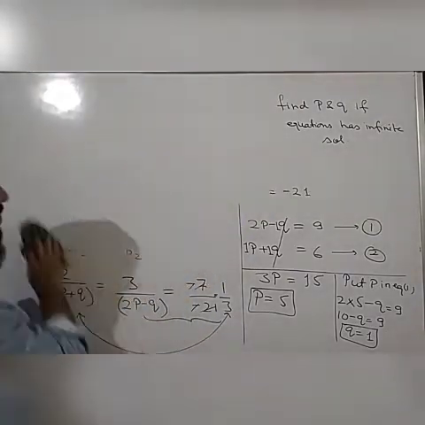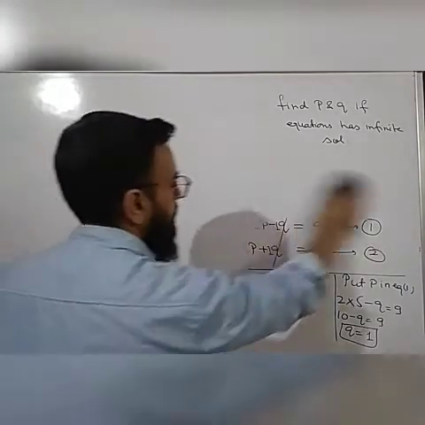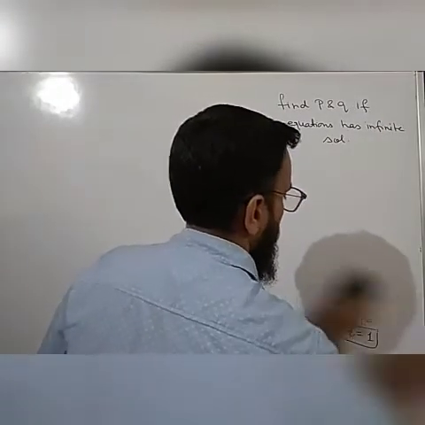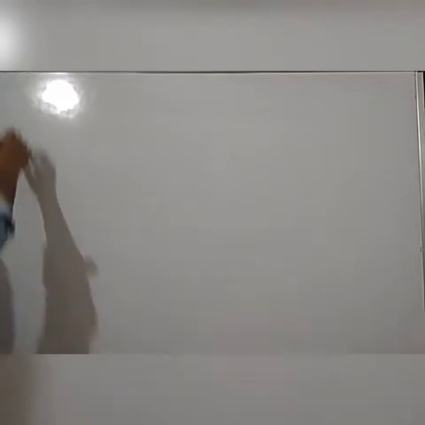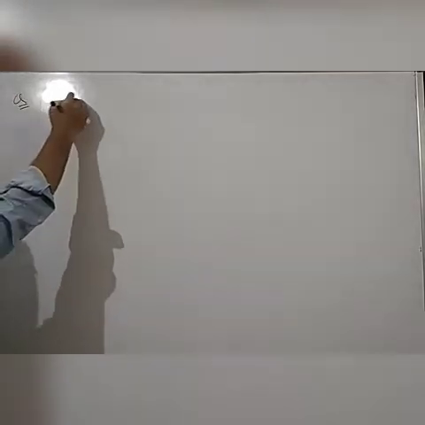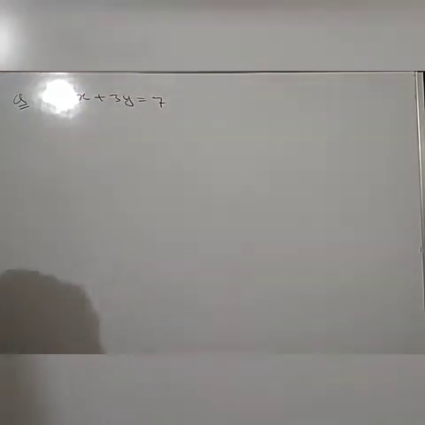Now let us solve one more question based on the condition of solvability. Now the question is, the first equation is 2x plus 3y is equal to 7. Again the same equation, 2x plus 3y equal to 7.